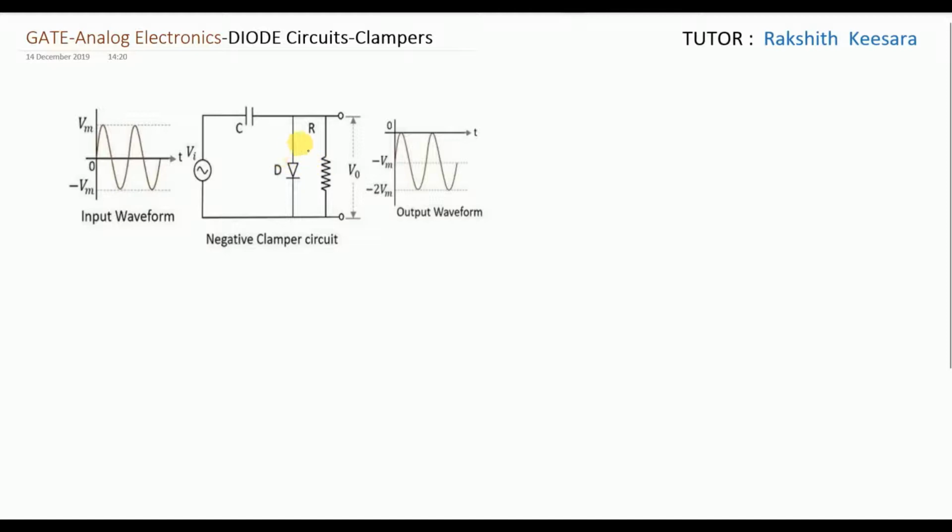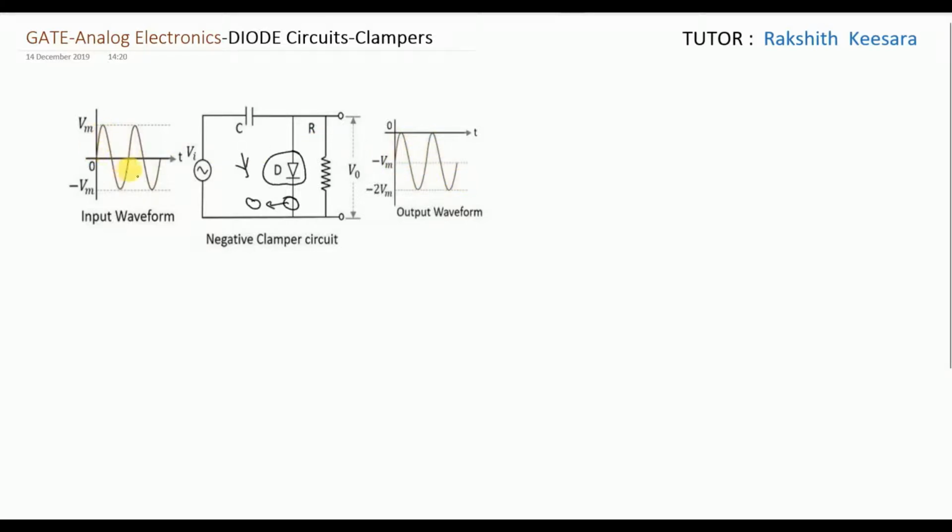What is the first step? Check the direction of the diode. The diode is pointing downwards. So what does this indicate? This waveform is shifted downwards. Next, check the reference voltage. The reference voltage is 0. So since the reference voltage is 0, draw the waveform below the reference voltage. Why? Because it is shifted downwards, below the reference voltage.